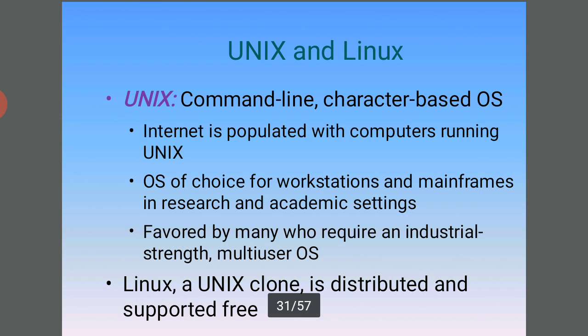So next, what operating systems are available? We already discussed them, and just to see briefly, Unix. This is a command line and character based operating system. And next, the internet is populated with computers running Unix. So it is the operating system of choice for workstations and mainframes in research and academic settings, favored by many who require an industrial strength, multi-user operating system.